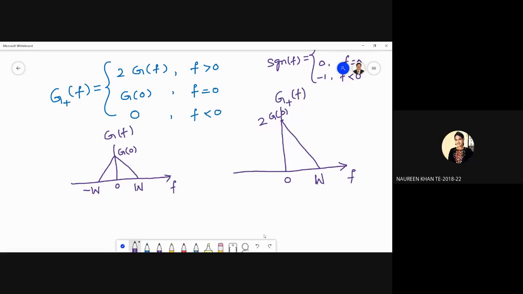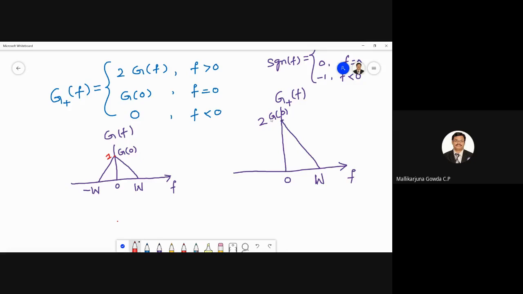At the origin it's supposed to be equal to G of 0, no? At f equal to 0, I said it's G of 0. But you put the amplitude as 2. No, 2 is the magnitude, because it is 2 into G of f. So here the magnitude was 1. Now it has become 2.